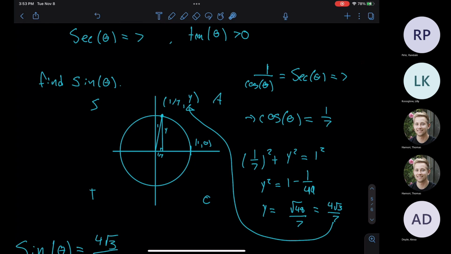Okay, is there another one we should talk over? I found the other one. It was number 11. Number 11, okay, let me look at number 11. Okay.